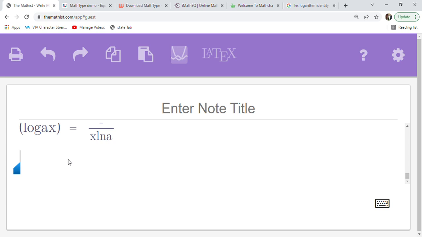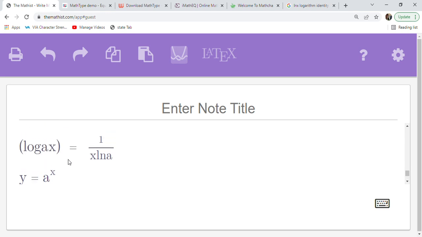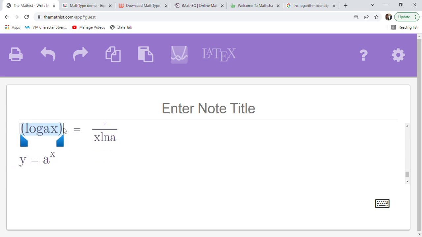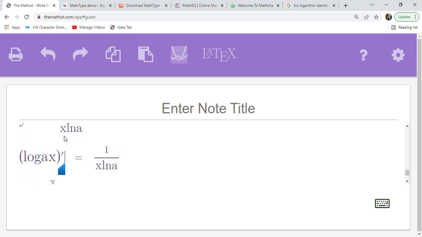So, let's see, what's another example? Another function you can apply this to. Another good one would be y equals a to the x power. So what can we do here? Well, we can apply what we just know. We know the derivative of log base a of x is 1 over x ln a.